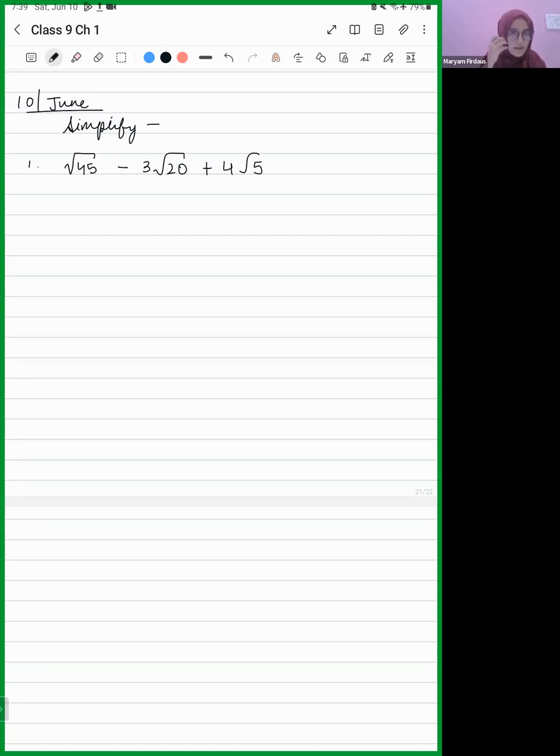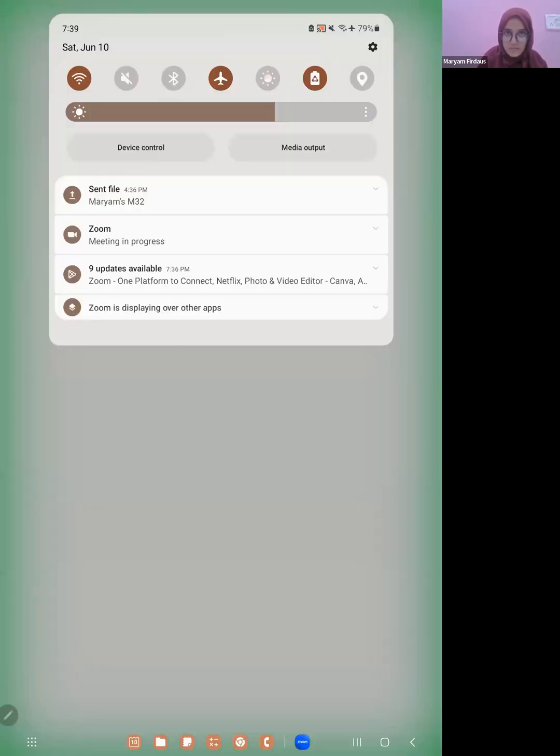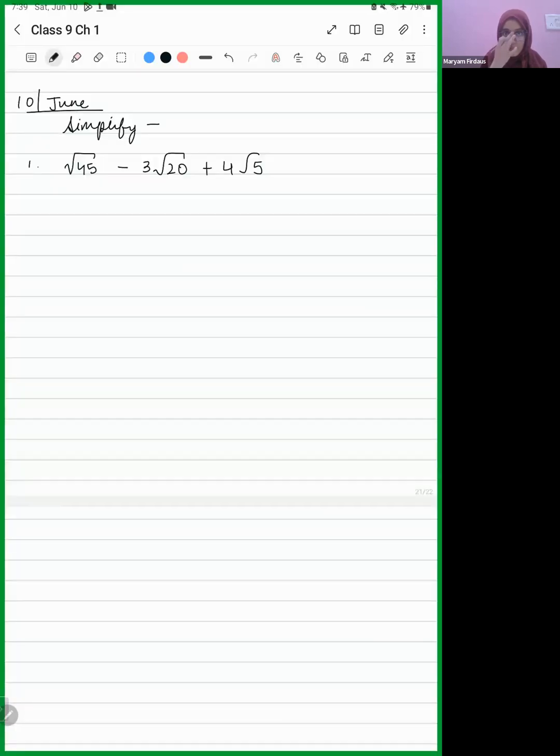Kindly do this and tell me while you're doing it, you can also keep saying aloud the steps that you're taking, so that we can do it together. Yes. Now, first you write root 45 as 5 into 9. Okay. Then minus 3 root 5 into 4.